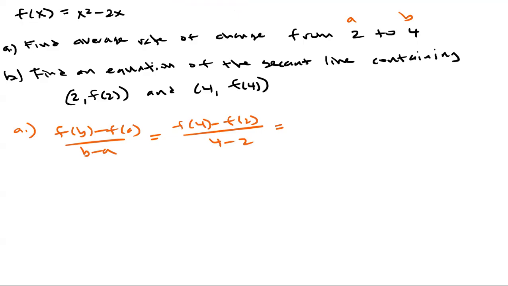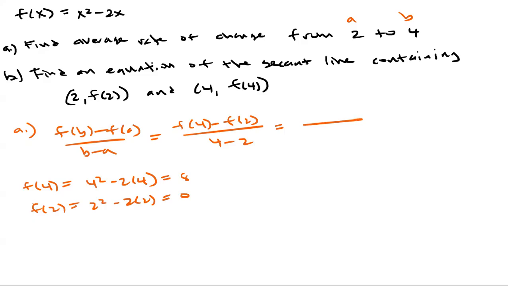All right, so f of 4 there, we're going to have 4 squared minus 2 times 4. And when we put that in the calculator, we get 8. For f of 2, we get 2 squared minus 2 times 2, which gives us 0. Okay, so the top there we get 8 minus 0, and the bottom we have 4 minus 2, which gives us 8 divided by 2, which is 4.